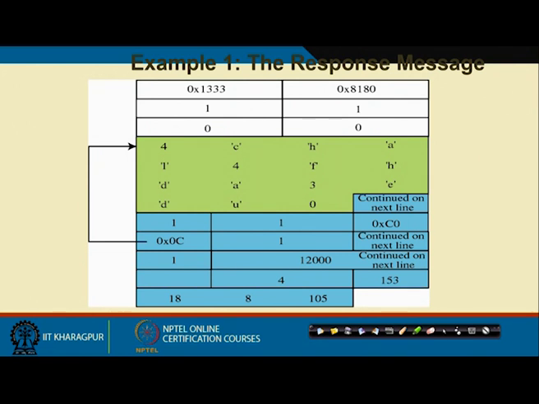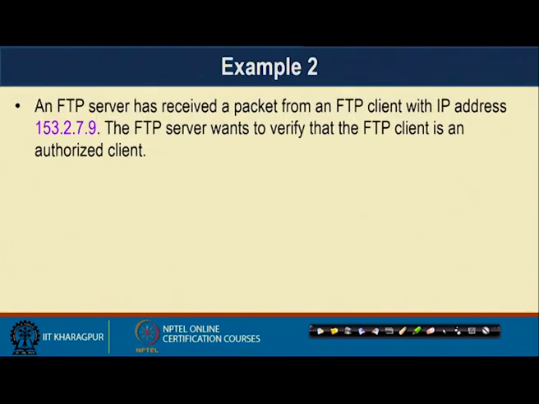Similarly, an example of a response: the query message is there, and along with that the response message is also there. If you check that particular IP, it is 153.18.8.105. So, the response message is read by the system, and the DNS is resolved.